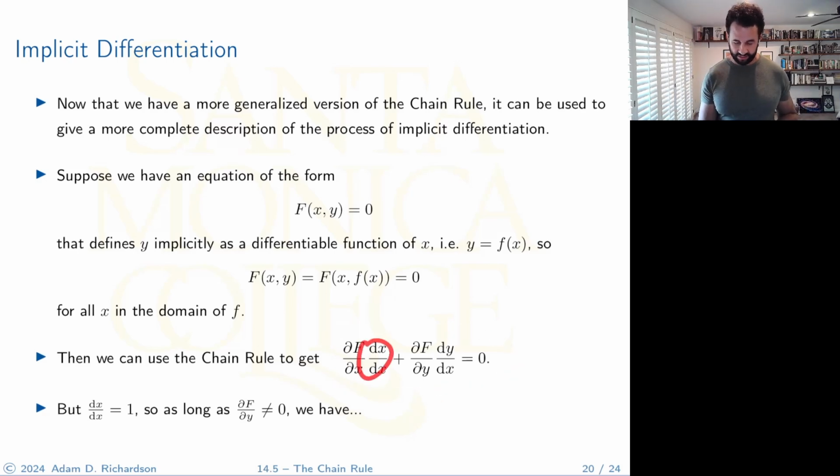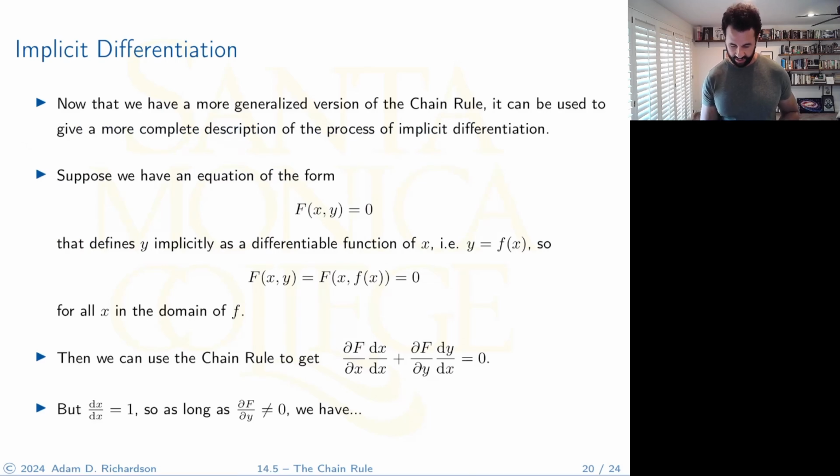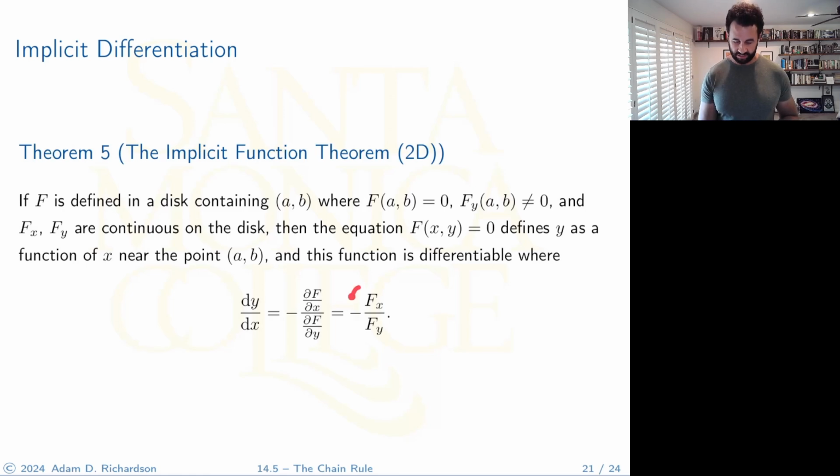But dx/dx is equal to 1, and as long as this thing is not equal to 0, we can write this: dy/dx is equal to f sub x over f sub y, and we take the negative. Let me go back to this equation here. dy/dx is what we want. That's the slope of the tangent line, right? We can solve for that as long as the partial of f with respect to y is not zero, which is really handy, as you're going to see in a minute.